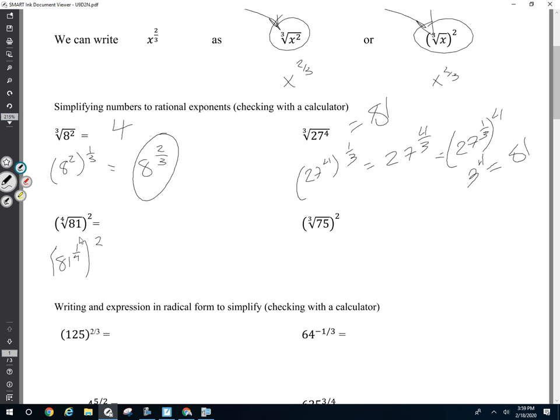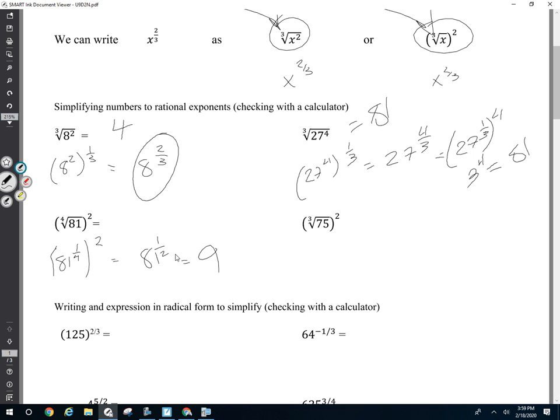What does that equal? What do I do if I have 1/4 as a power taken to another power squared? Multiply. What's 1/4 times 2? 1/2 or 2/4. What's 81 to the 1/2? 9. Square root of 81. Okay?